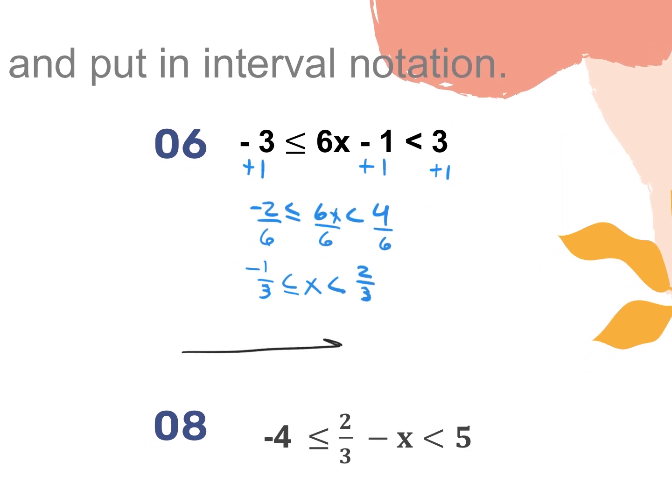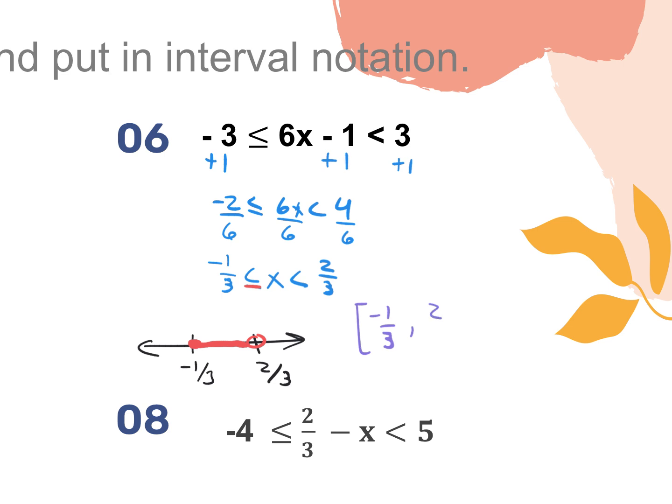And then writing it on a graph, you're going to have a point right here at negative 1/3, and then a point right here at 2/3. All right, and then you're going to have a closed circle at negative 1/3, because you see the equality underneath, and then an open circle at 2/3. This one's a strict inequality, and x is in between, so we're going to shade in between. And then to write in interval notation going from left to right, we're going to have negative 1/3 with a bracket, comma, 2/3 with a parentheses. We are including the negative 1/3, but we're not including the 2/3.